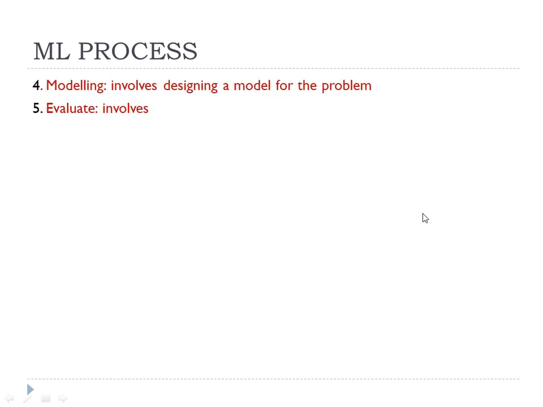Now coming to the fourth step. The fourth step is what? Modeling. So basically what is modeling? Modeling involves designing a model. Now that's the main step. Once you have your data, everything is ready, you have decided this is going to be the training data and this is going to be the testing data, now you have to develop your model.